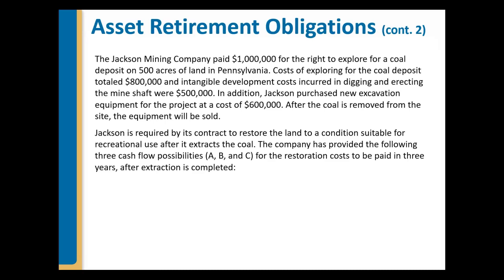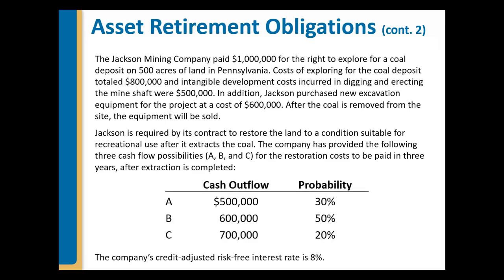So Jackson's required by its contract to restore the land to a condition suitable for recreational use after it extracts the coal. The company's provided three cash flow possibilities, A, B, and C, for the restoration costs to be paid in 3 years after extraction is completed. The company's credit-adjusted risk-free interest rate is 8%.